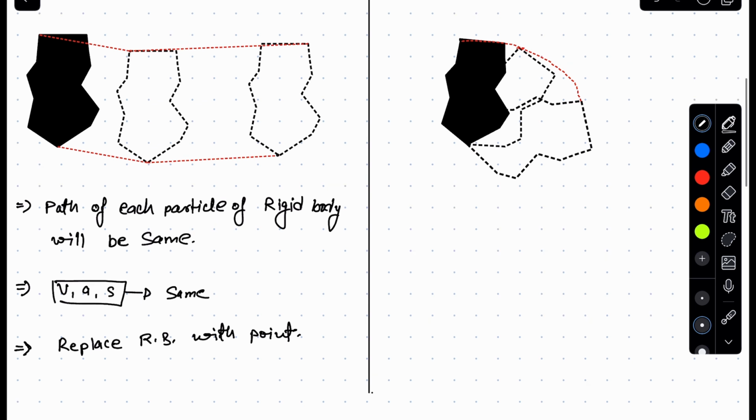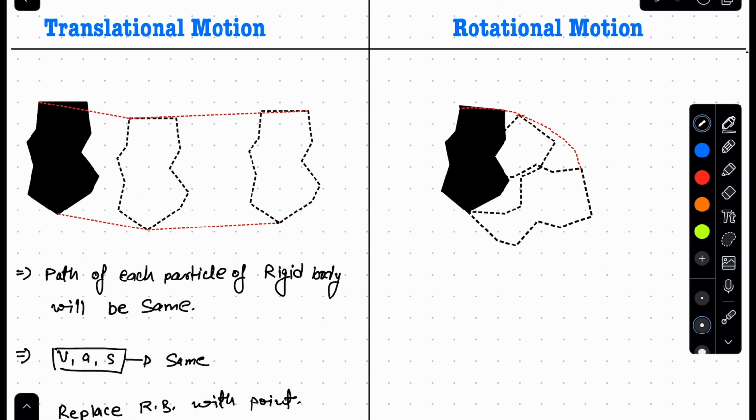That is our translational motion. What about the rotational motion? In case of rotational motion, here I am talking about the pure rotational motion, because the term pure rotational and the rotational are the same. Many times you will just get the rotational motion term, which is similar to the pure rotational motion.